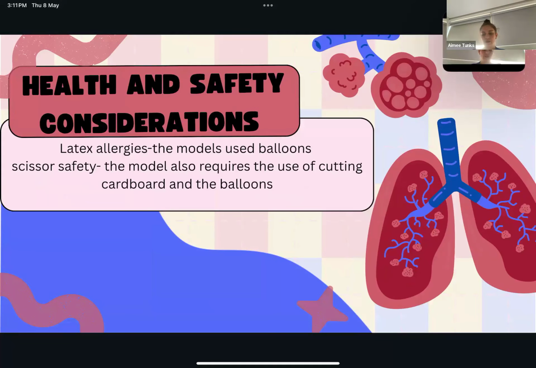Health and safety considerations would be latex allergies, as we do use balloons, and it would obviously be very important for kids that have latex allergies to not come in contact with any of the balloons. And then quite obvious scissor safety, because the model does require some cutting of the cardboard and the balloons and the top of the cup. So the health and safety issue there would be someone accidentally cutting themselves.